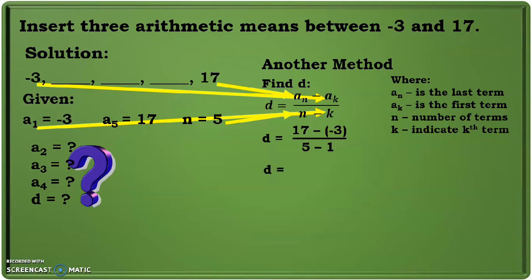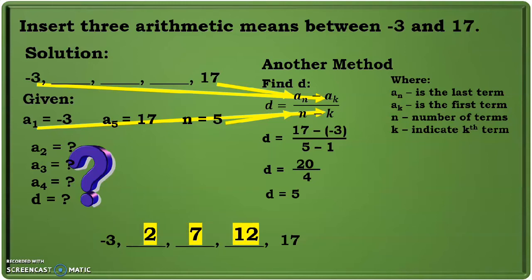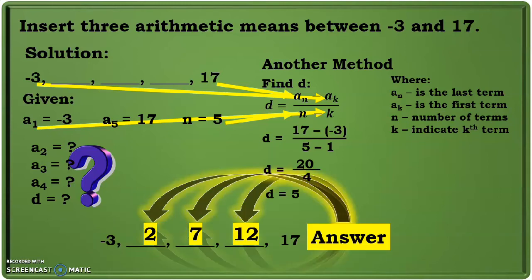Simplify. D is equal to 20 divided by 4. Therefore, D is equal to 5. So once again, since D is equal to 5, add 5 to the first term gives us 2. Then add 5 to 2 to get the next term, which is 7, plus 5 equals 12.